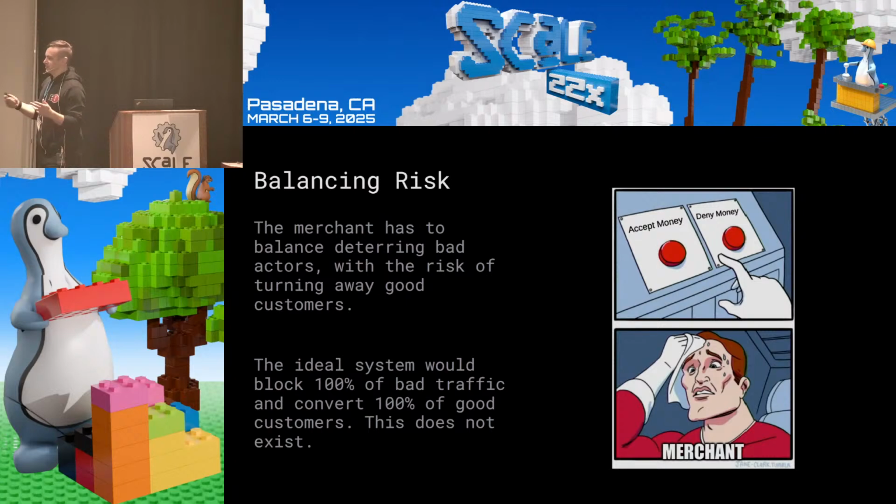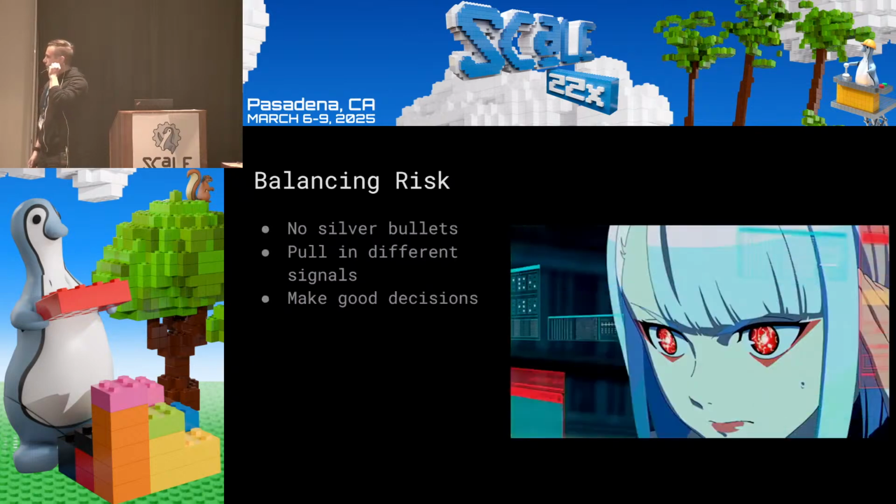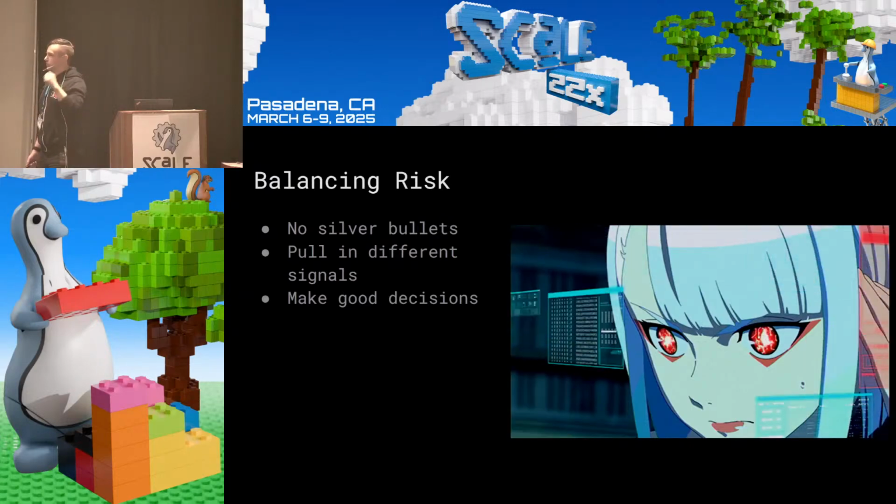And so this is kind of a nuanced thing where the ideal system would block 100% of bad traffic and convert 100% of good customers. It's like the mystical WAF that was supposed to solve all our problems. This doesn't exist. So it comes down to balancing risk and what you know about your business. So there's not really any silver bullets, unfortunately. You just have to pull in different signals and make good decisions.